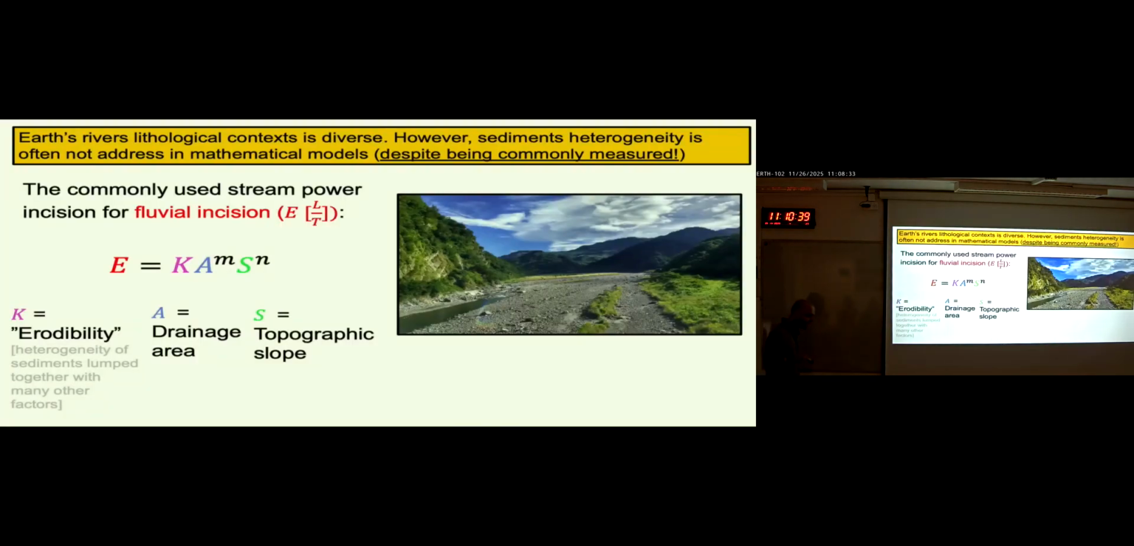The challenge, or the gap, is that we don't actually have a good mathematical model that could represent sediment heterogeneity. What people often use to describe fluvial incision is a simplified stream power law that depends on an erodibility factor that takes into account many factors, also including the sediment part. But this kind of relation cannot address spatial and temporal variability of sediment heterogeneity. This is actually a gap, because sediment is one of the most measurable elements of the system that we as geomorphologists measure in the field.